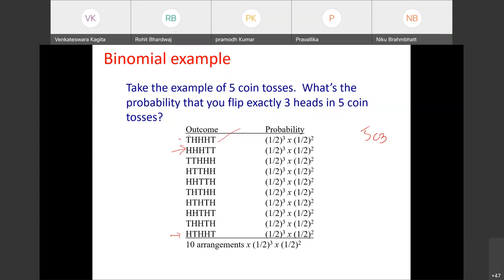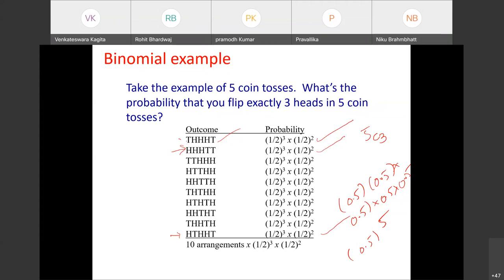Probability of tails is 0.5. Probability of heads is 0.5. Probability of heads is 0.5. Probability of heads is 0.5. Probability of tails is 0.5. So altogether it is 0.5 power 5. Right? So the probability of each of these arrangements is 0.5 power 5.